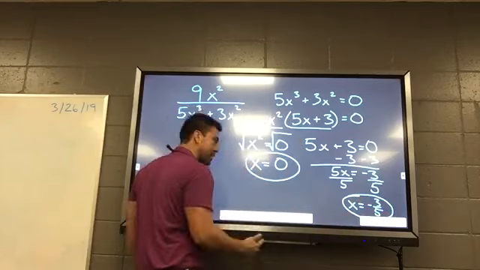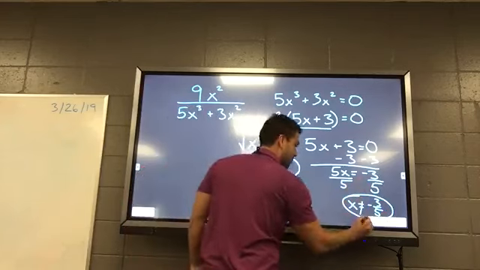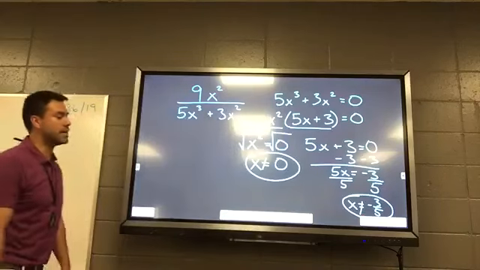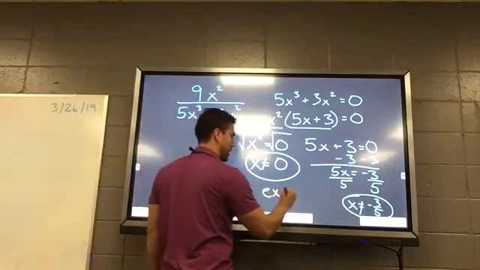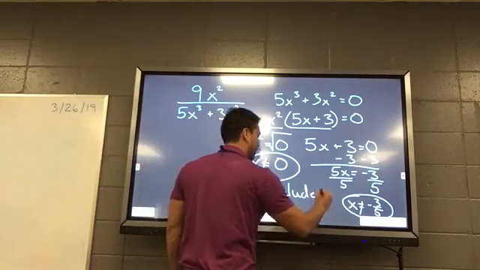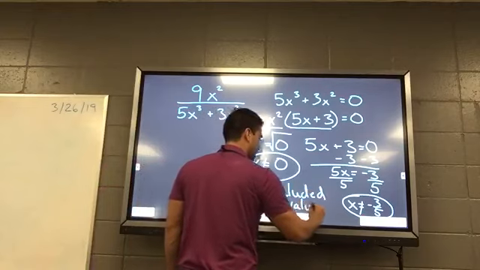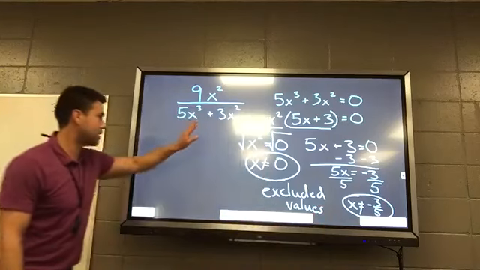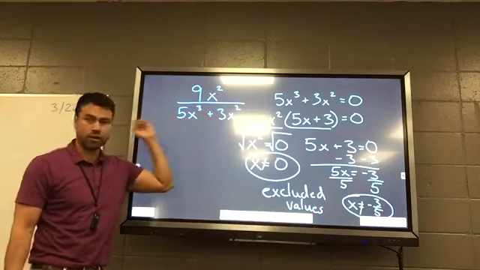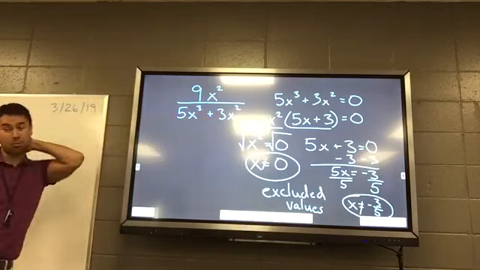So what can x not be? Yep. So those are excluded values. Those are the values that x cannot be. Those two right there. All right. But what else did they want me to do here?